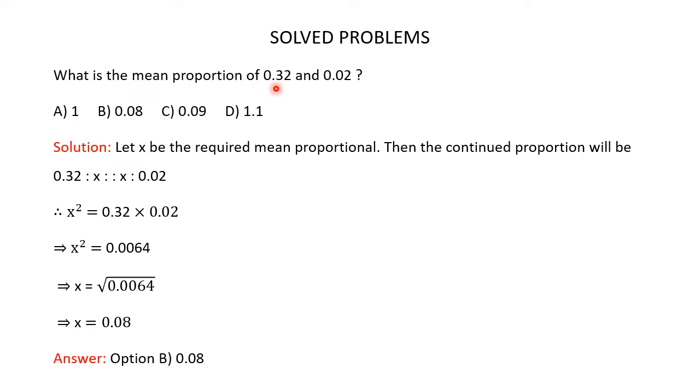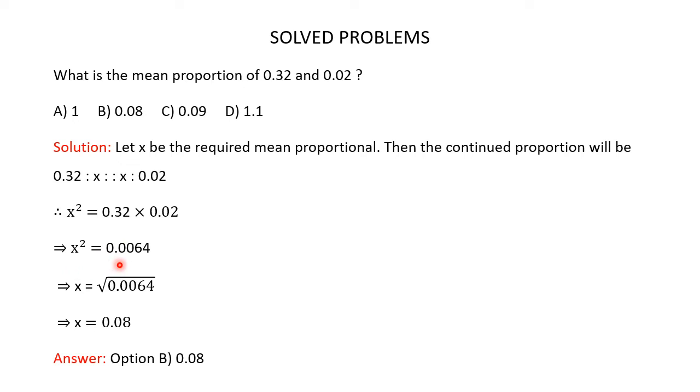What is the mean proportion of 0.32 and 0.02? You're given 4 options and you have to find out which of these options is the correct one. Now here you have to find the mean proportion. So let x be the required mean proportional. Then the continued proportion will be 0.32 is to x as x is to 0.02. We know that the product of the middle terms is equal to the product of the extremes. So x squared is equal to 0.32 multiplied by 0.02.